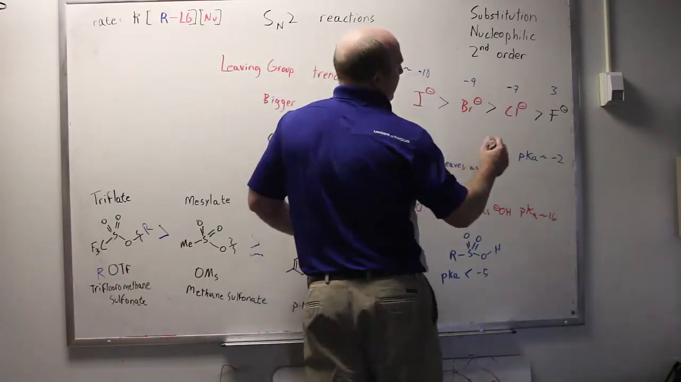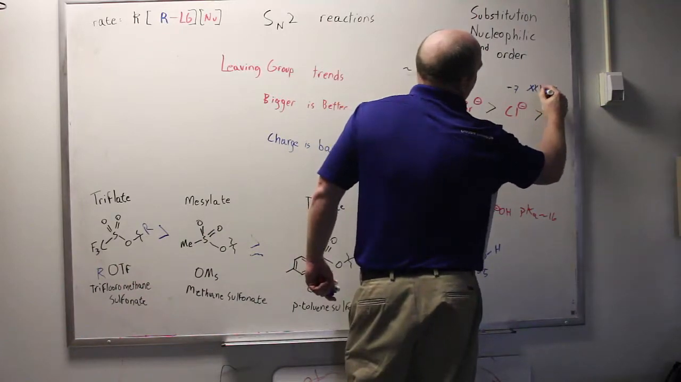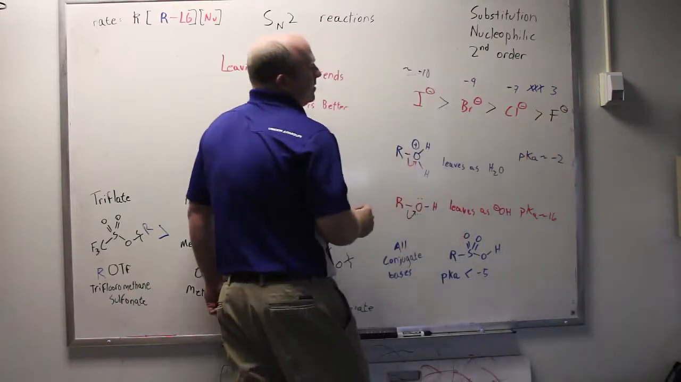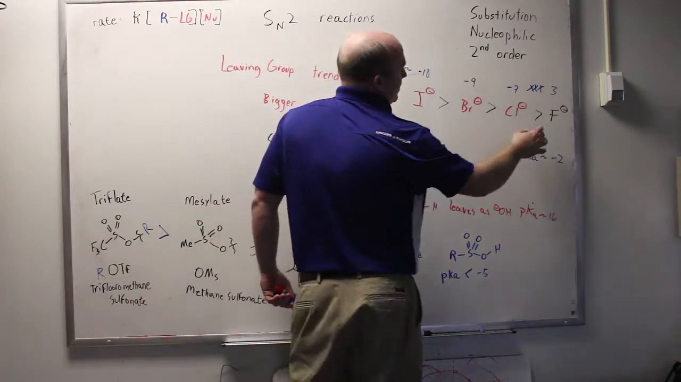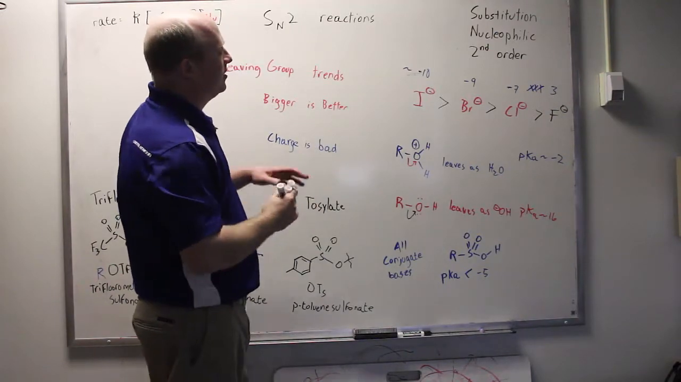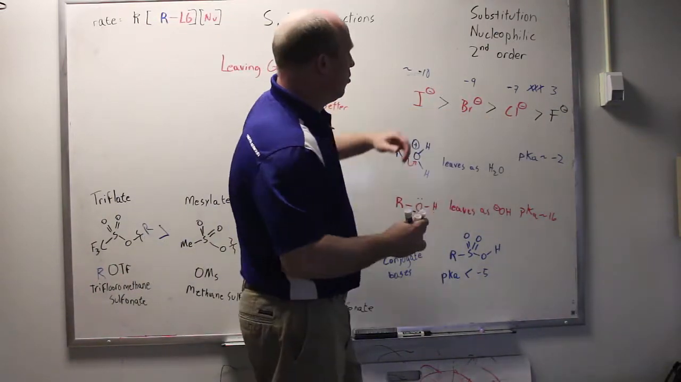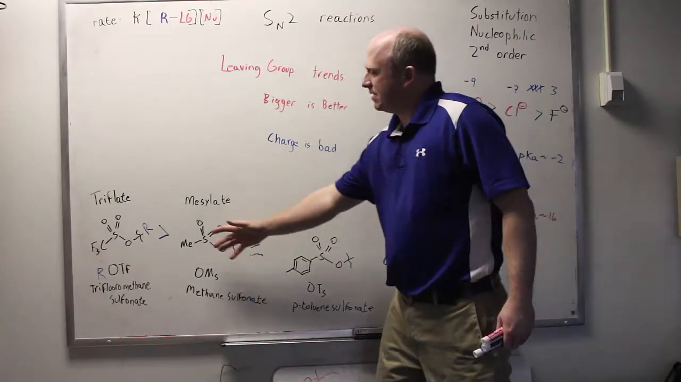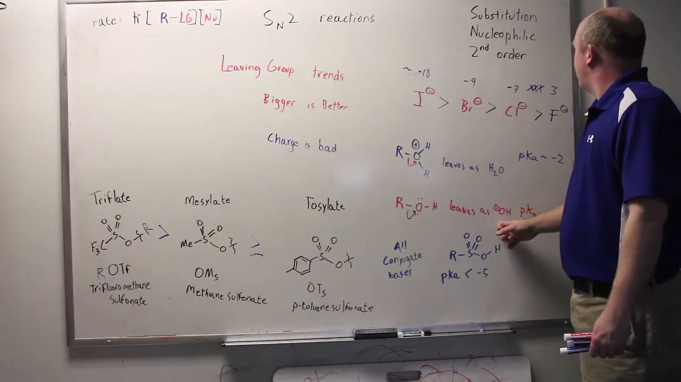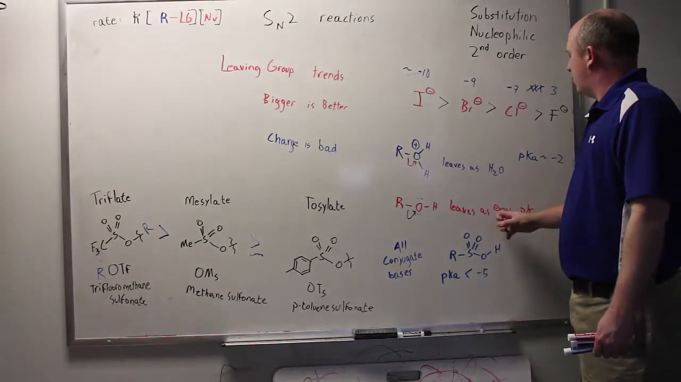Because of that, in the Pelkey handout, you'll notice that fluoride is deemed to not leave ever. And that's because its pKa is about 3 for HF. It does not want to leave the F minus behind. So, leaving group ability is really about stabilizing charge. Bigger and more polarizable is better. Resonance is good. Leaving as a minus charge that cannot be stabilized by resonance and is relatively small, those are bad things.